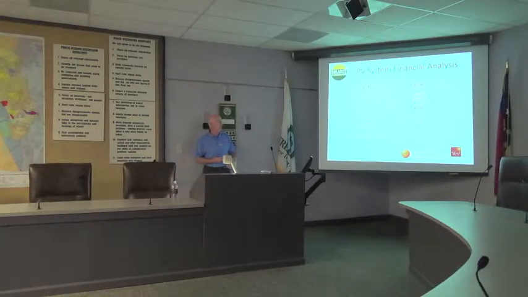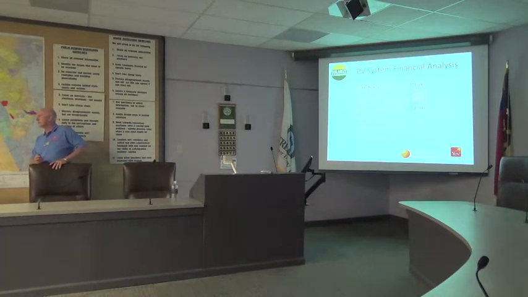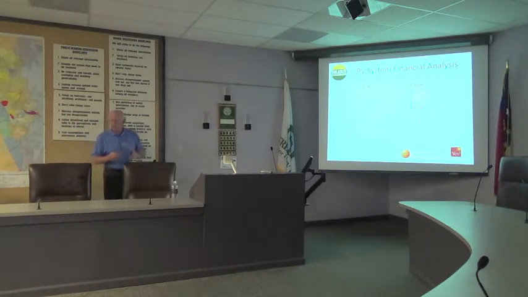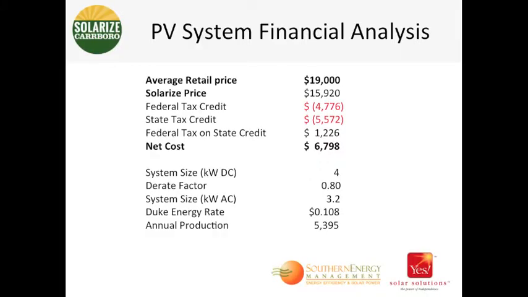We do show in our examples, and I'm sure Southern Energy Management does too, on all of their proposals, you do pay a little bit of federal tax on your state tax credit, just like you do on your state tax return. So we want to show that. So it's not truly 65% off that price, but it's darn close. And so your net cost of that $15,920 Solarize price is down below $6,800 if you can take advantage of the tax credits.